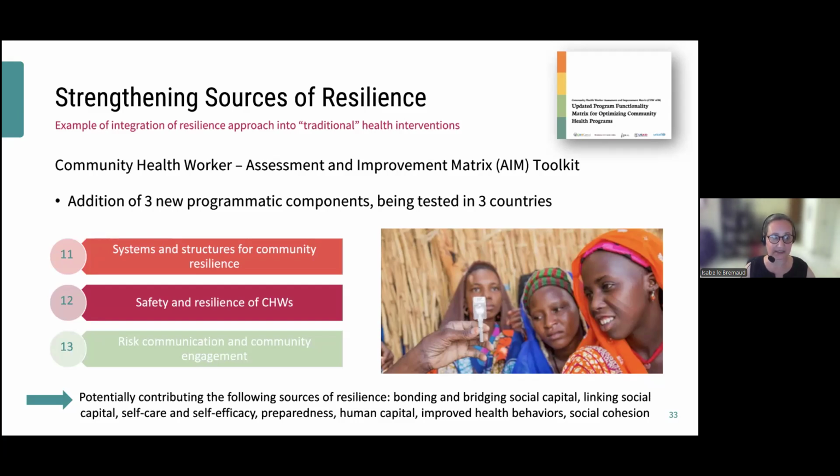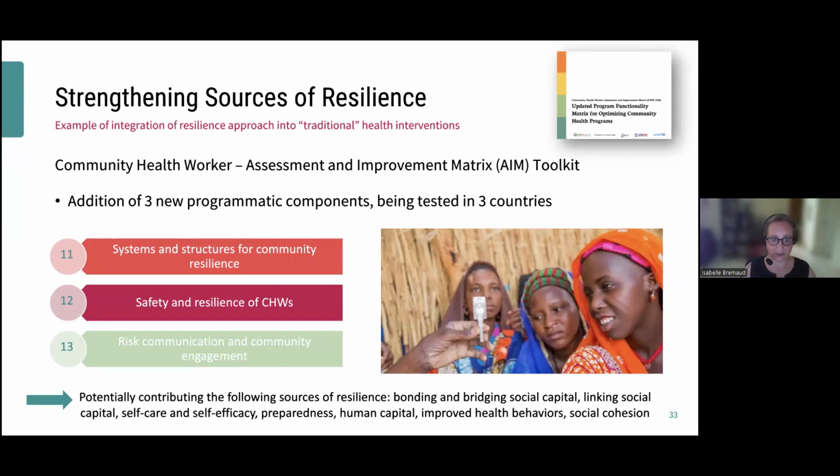One is on systems and structure for community resilience. So looking at how community health workers are supporting the systems and structures that would be working on preparedness and cohesion at community level towards more resilience. Another component is on the safety and resilience of the community health workers themselves, because they're working in very highly insecure environments. We thought it was really important to make sure that was also taken into account, so that they could at any time maintain and continue their support to the community even during crisis. And a third component on risk communication and community engagement.